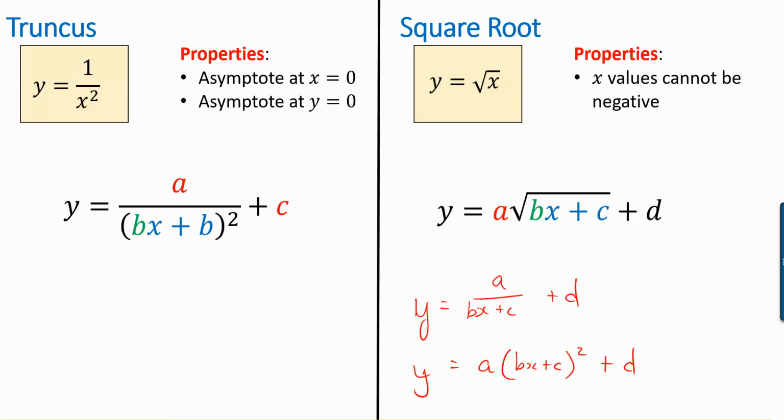They're all the same. This is what I showed you in the last session, and this is still up or down. This is still thin or wide. Now, how did I know that was thin or wide? Because if you separate the a, take the a out, it's a times 1 over bx plus c. That's your hyperbola function.